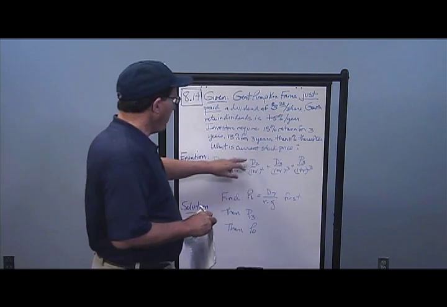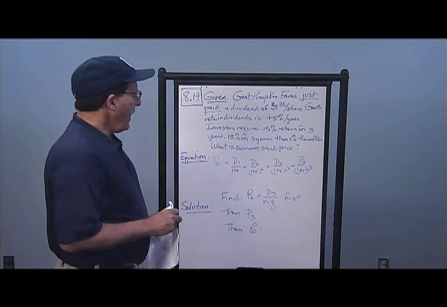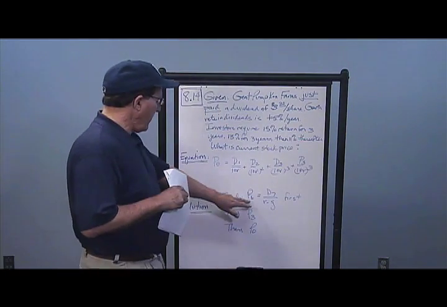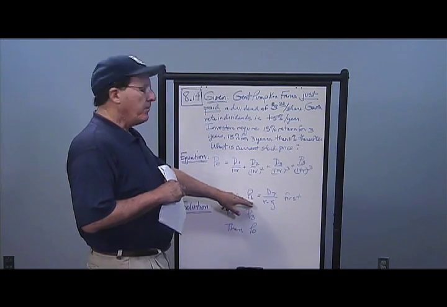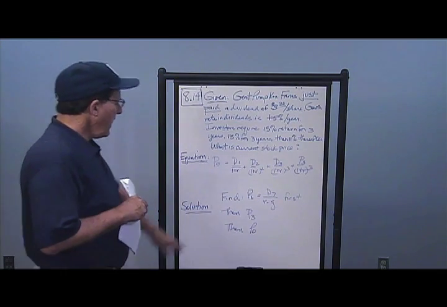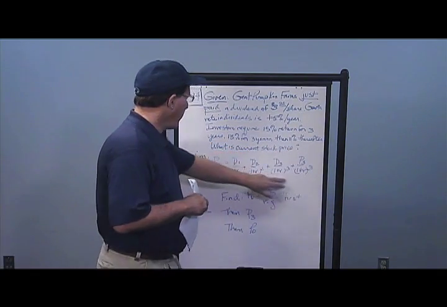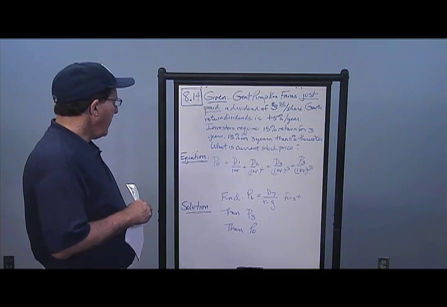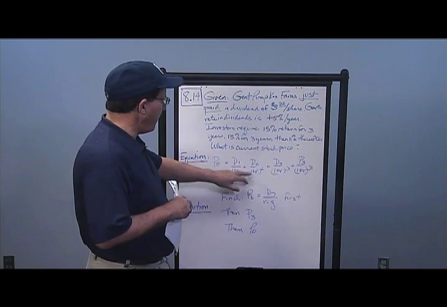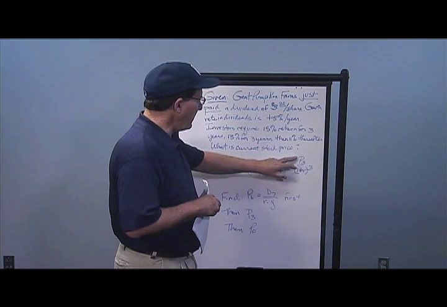P0 is D1 over 1 plus R, D2 over 1 plus R squared, D3 over 1 plus R cubed, plus P3 over 1 plus R cubed. But first I have to go out to when the last R changes at time 6, and I calculate P6. P6 is equal to D7 over R minus G. So you have to calculate D7 first and divide that by R minus G to get P6, and then you put it into a formula similar to this for P3. P3 will equal D4 over 1 plus R plus D5 over 1 plus R squared plus D6 over 1 plus R cubed plus P6 over 1 plus R cubed.